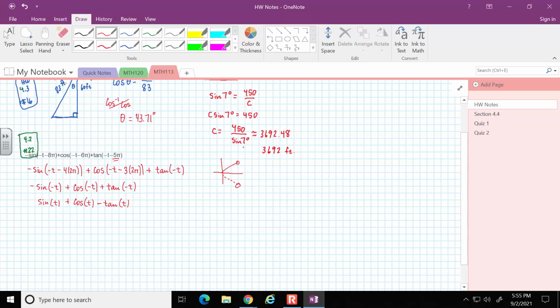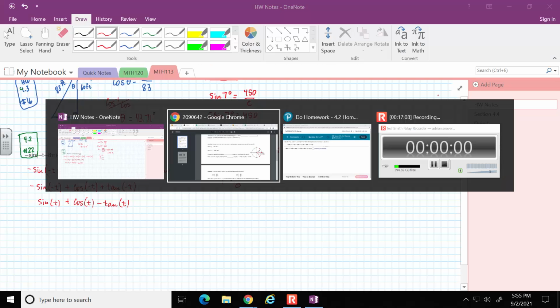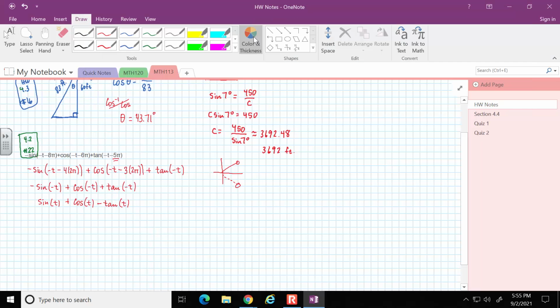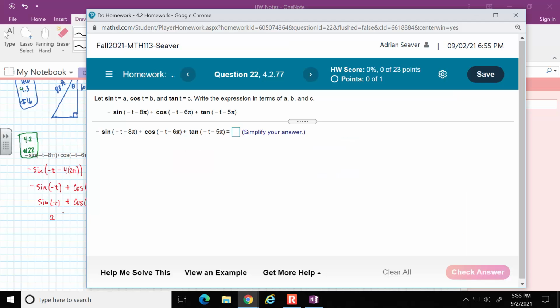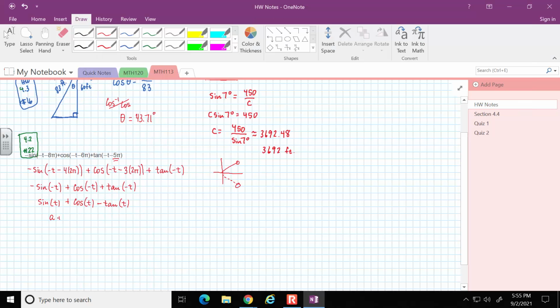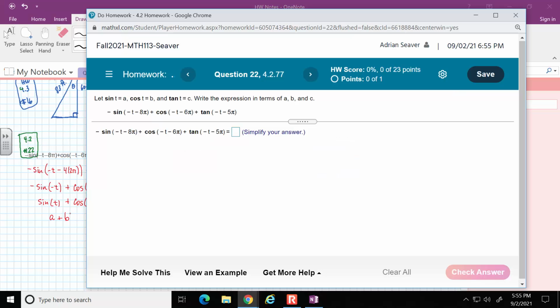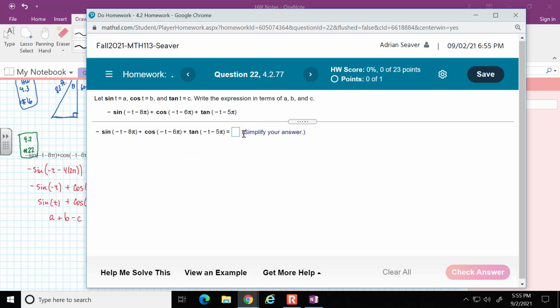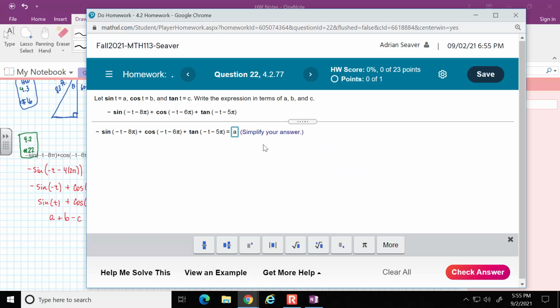Okay. So given all that, now I can go back in and say, all right, what was I trying to find here? A, B, and C. So sine of t is A, okay, A. Cosine of t is B, so plus B. And then minus the tangent of t, which we're saying is C, so minus C. So A plus B minus C, I think, is hopefully correct.